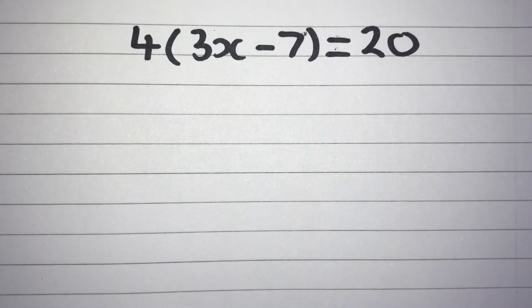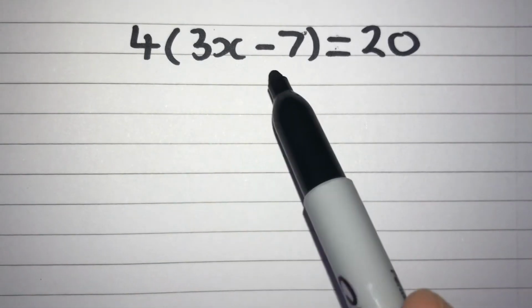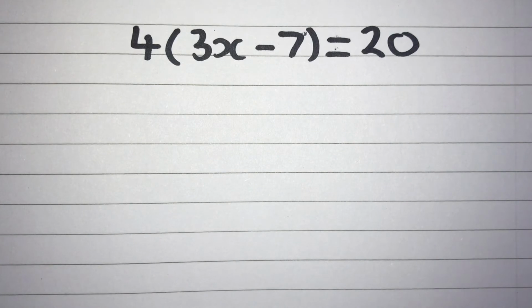Okay, here's a question for you to have a go at then. So this time you have 4 bracket 3x minus 7 equals 20. Use whichever method you think is best for you, and I'll go through both of those methods in just a moment. So if you want to pause the video for now, and I'll go through it in a second.